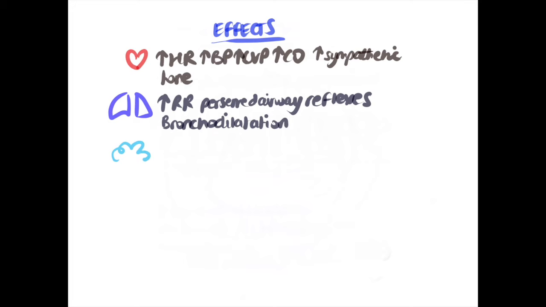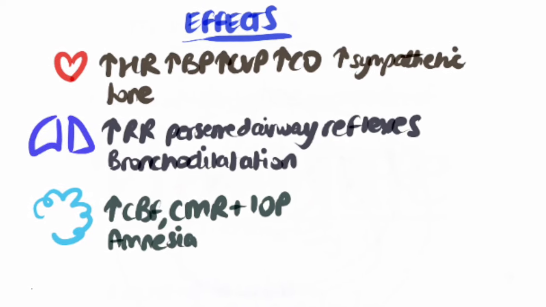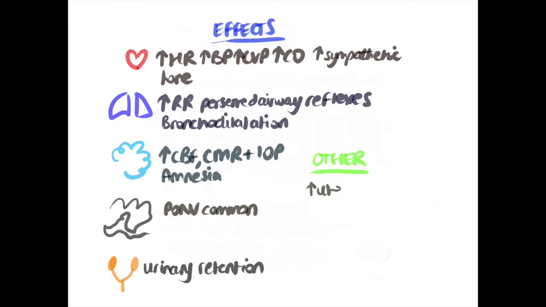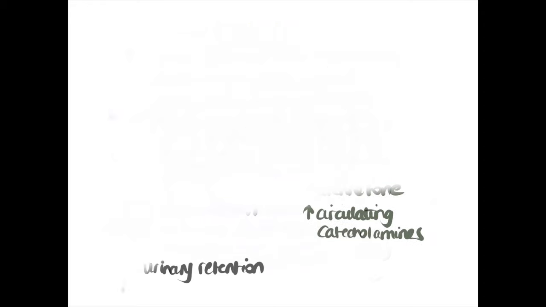It has been associated with increased cerebral blood flow, increased cerebral metabolic rate of oxygen, and increased intracranial pressure. And traditionally, people have avoided ketamine in patients with head injury. Now, there is some dispute about these effects, and as time progresses, this may well be proven to be incorrect. It can cause post-operative nausea and vomiting. It can cause urinary retention, as well as increased uterine tone and increased circulating catecholamines.